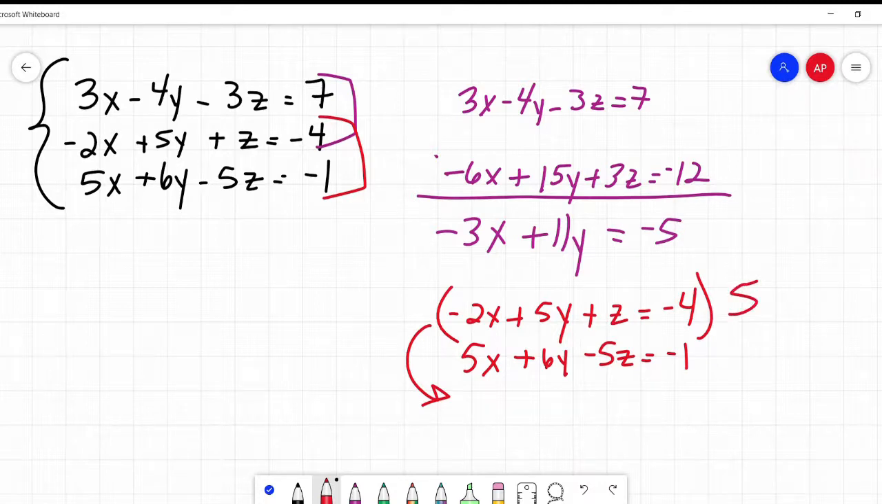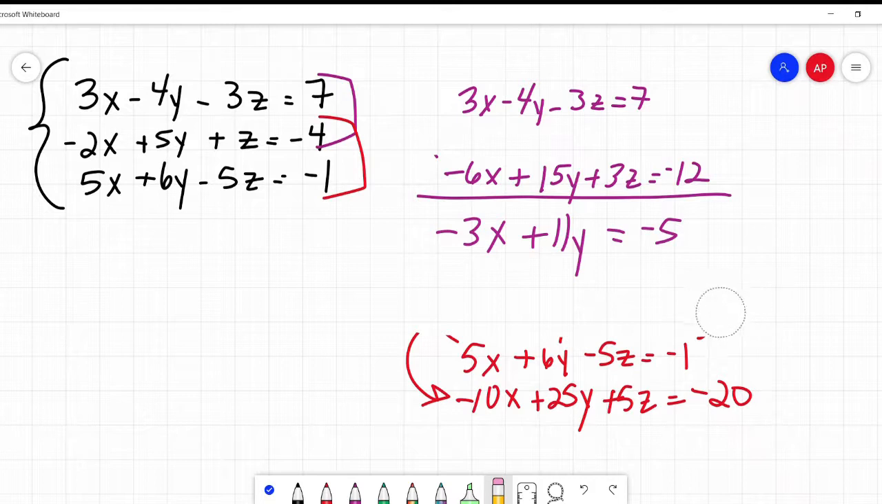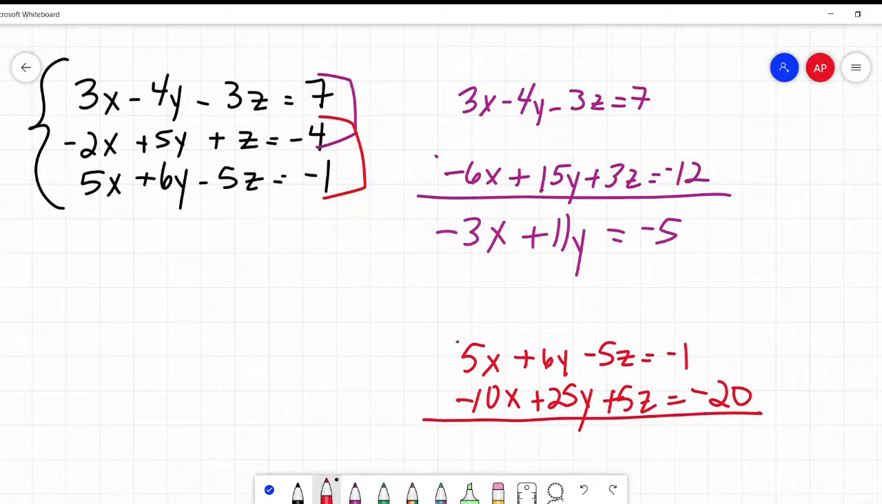5 times negative 2x is negative 10x. 5 times 5y is 25y. 5 times z is positive 5z. 5 times negative 4 is negative 20. Okay, so I've multiplied it by 5. And I'm not suggesting you erase this work on your paper. I'm just doing it so it's a little clearer what I'm adding just on this video.